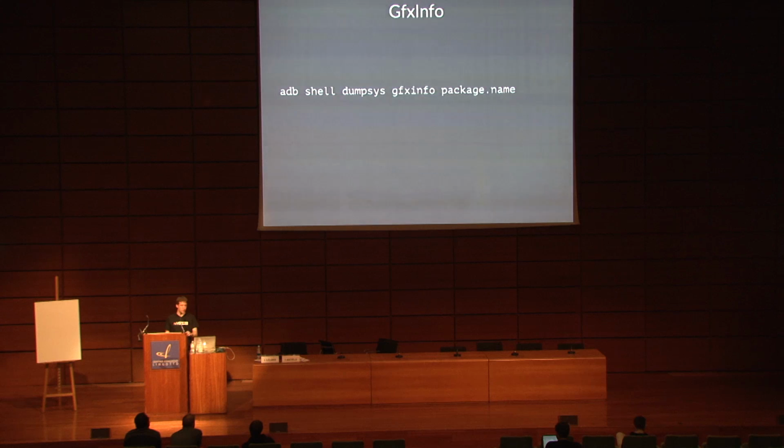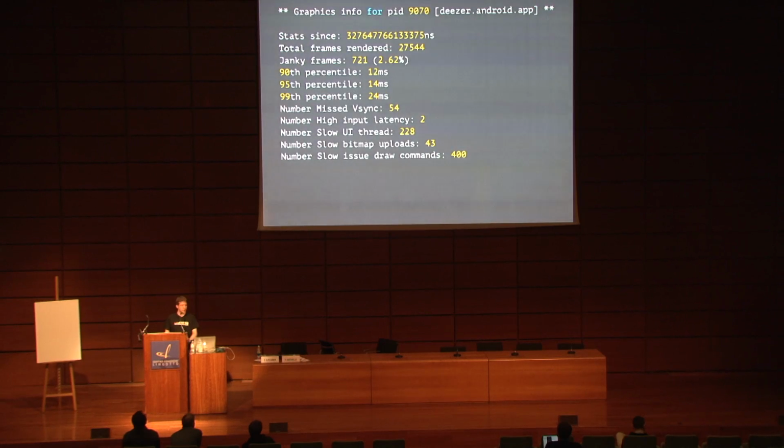Again, we have a nice tool directly in the framework, gfxinfo. So it's a shell command, and it allows us to get a report of what happened just earlier in terms of frames. And what we get, for example, is how many janky frames we had and their percentage.